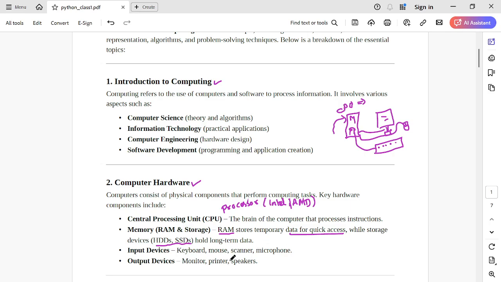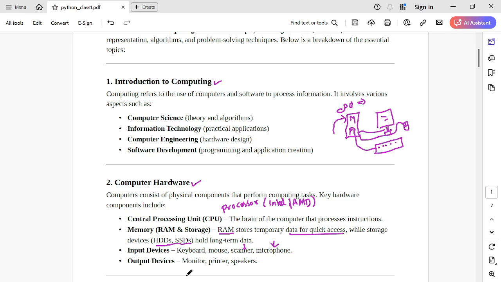There are different input devices available. Here they have given only a few of them: keyboard, mouse, scanner and microphone. So the microphone is to get the sound input, the scanner is to scan the document, the mouse is for clicking the object, and the keyboard is to enter the text from the keyboard to the monitor, right? So this is how the input devices are organized.